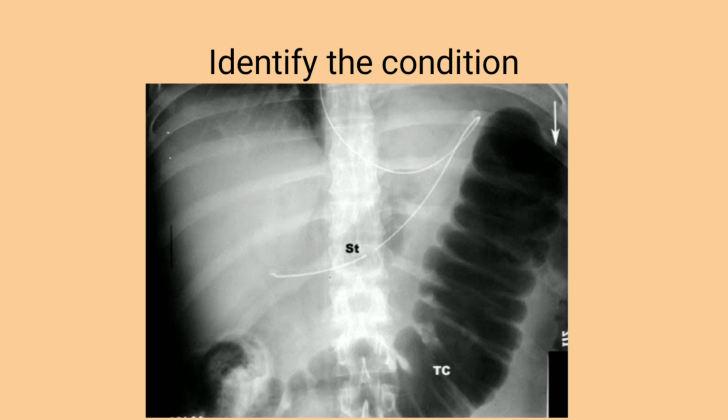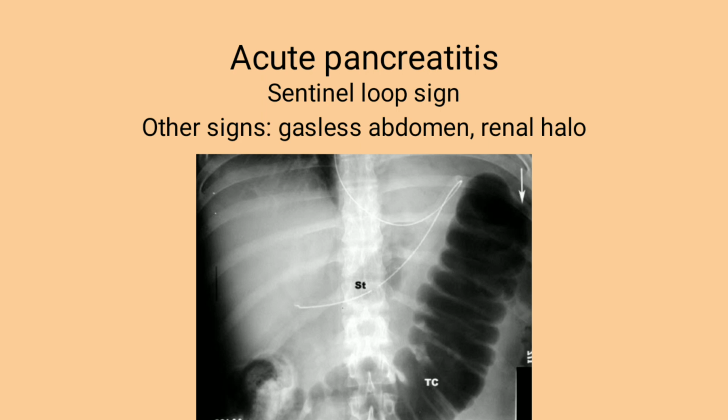Identify the condition. We can see the sentinel loop sign seen in acute pancreatitis. Other signs which we can see are gasless abdomen and renal halo.